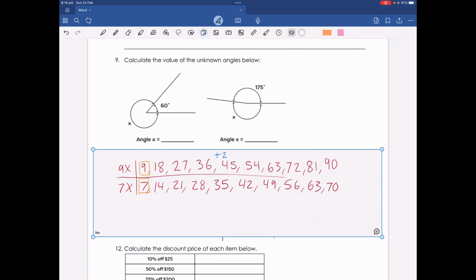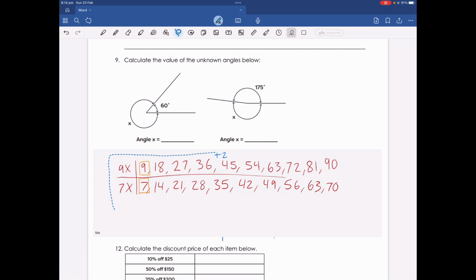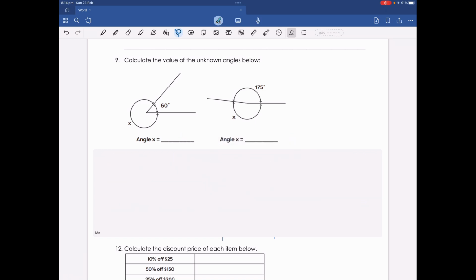Okay, we've got an angles question here. Okay, let me just get another drink. Alright. Calculate the value of the unknown angles below.